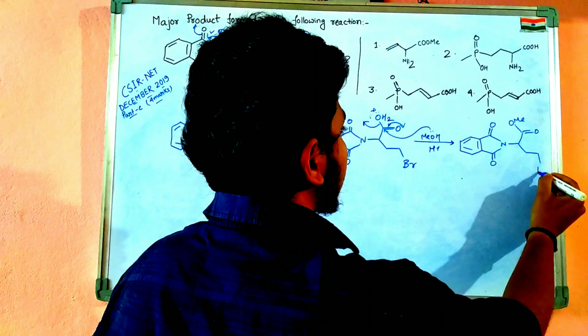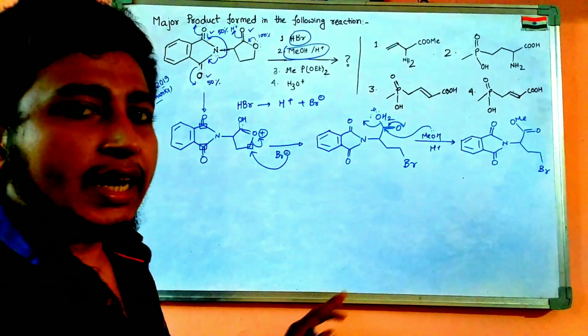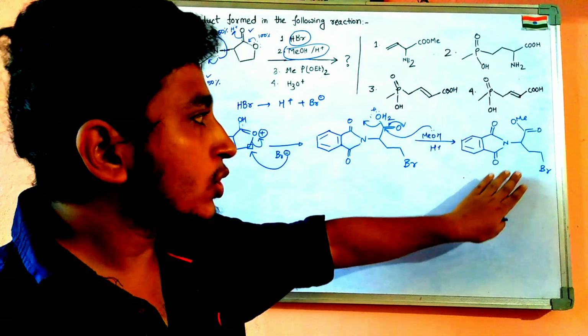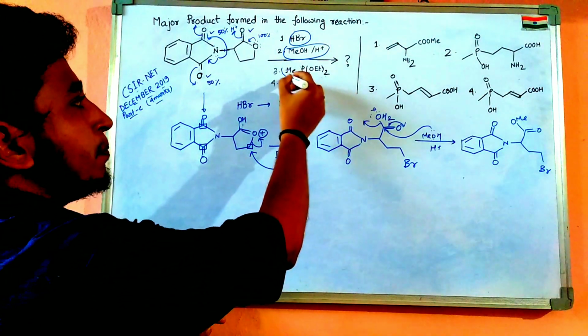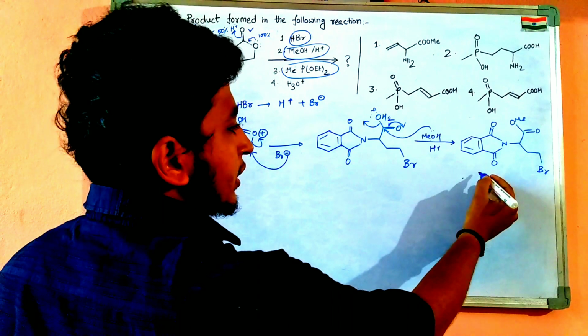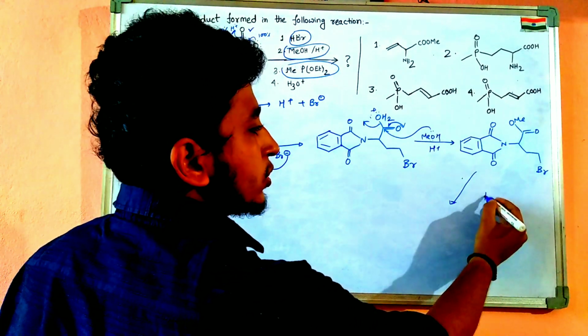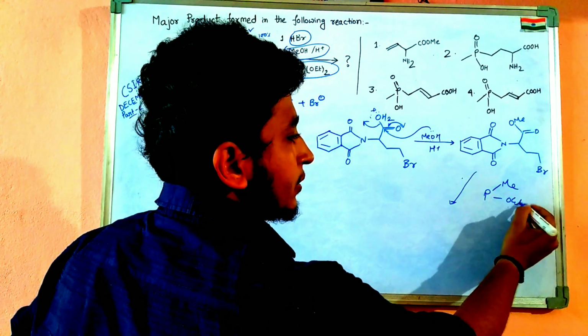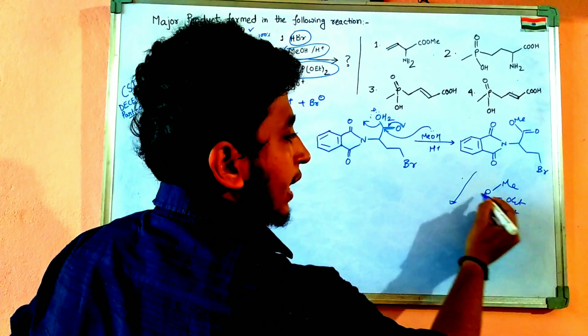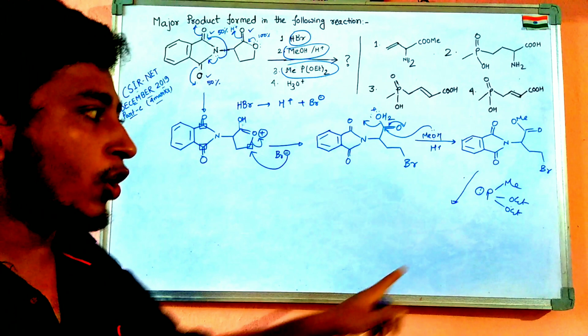So guys, this will be the product, right? Now this product is treated with this reagent, the Ab POAT whole 2. So what is this reagent? This reagent looks like this: phosphorus attached with a methyl, OEt and OEt. And this phosphorus has a lone pair, okay?